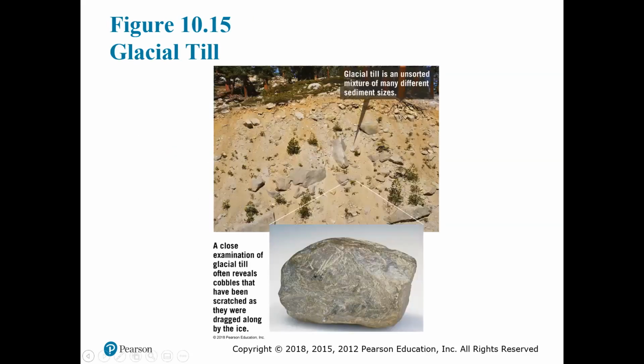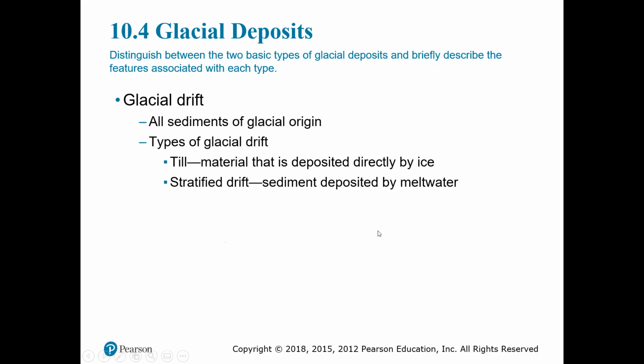So let me go back here. Okay, so stratified drift is sorted. And so this tells us that it had to have been deposited by water. So this is coming from glacial meltwater.